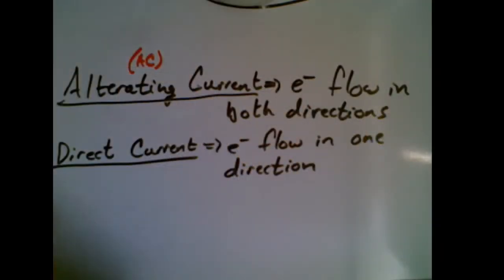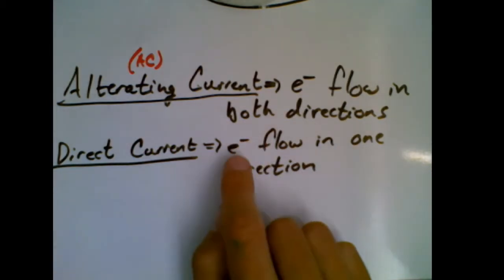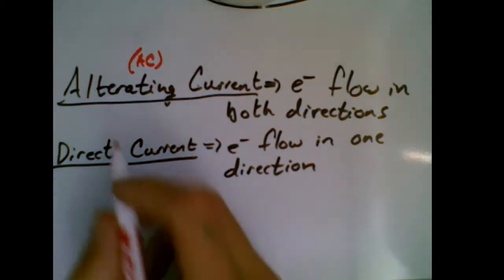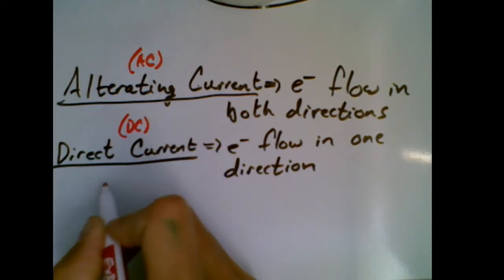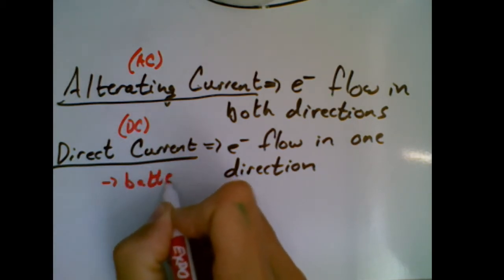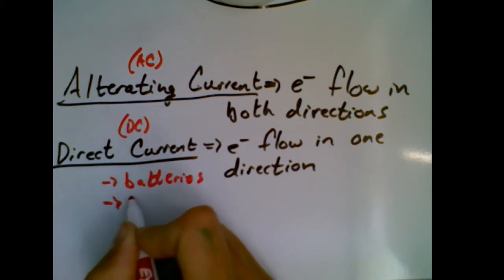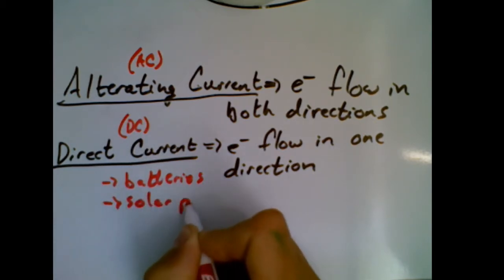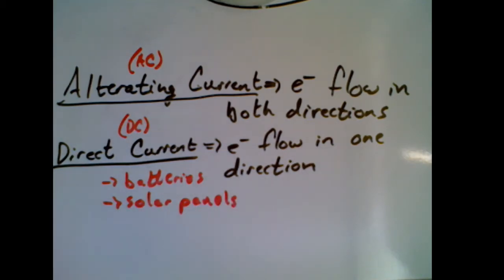The other type of electricity is called direct current. Direct current is when electrons flow in one direction, and we would call this DC electricity. Direct current is often made by batteries, things that we would normally call an electrochemical cell, and it is also created by solar panels. They actually only drive electrons in one direction.